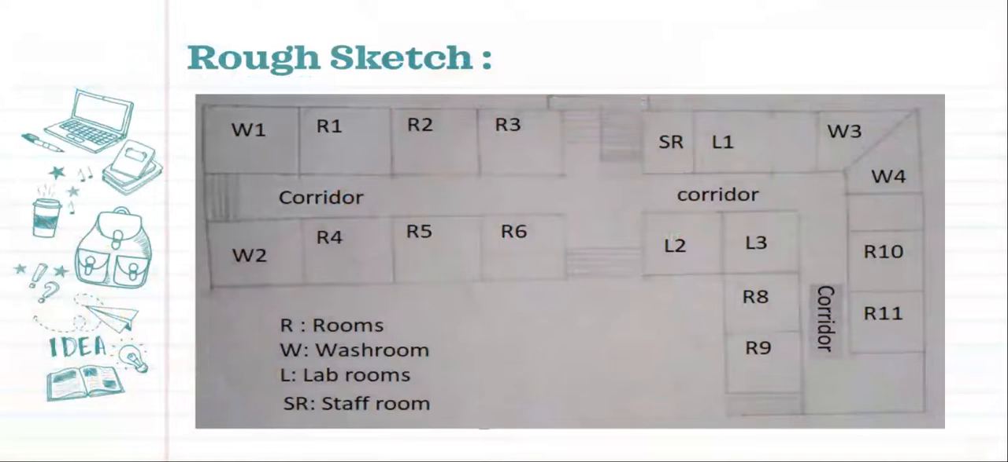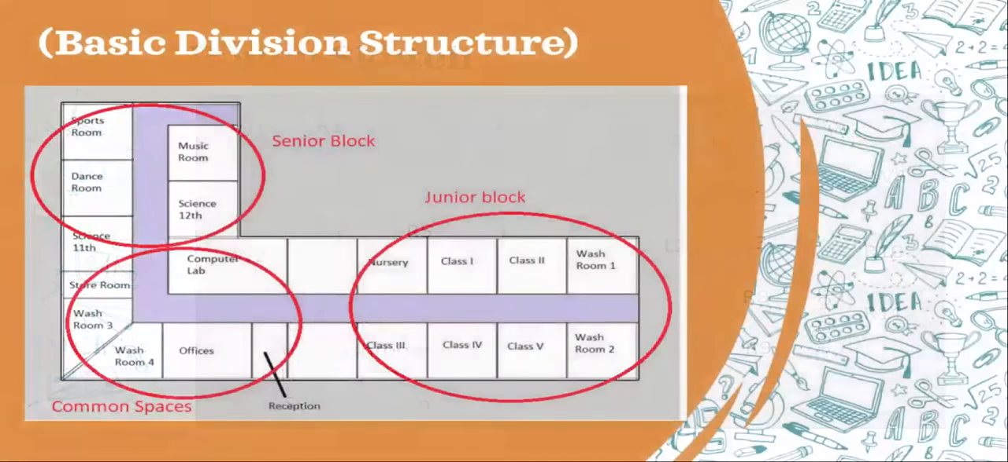This is the rough sketch that we initially prepared on paper, and using this, we conceptualized the whole design. The building is divided into basically three blocks: the junior block, the senior block, and the common spaces. On the right, you can see the junior block, on the upper left, the senior block, and in the center or the left corner, you can see the common spaces.